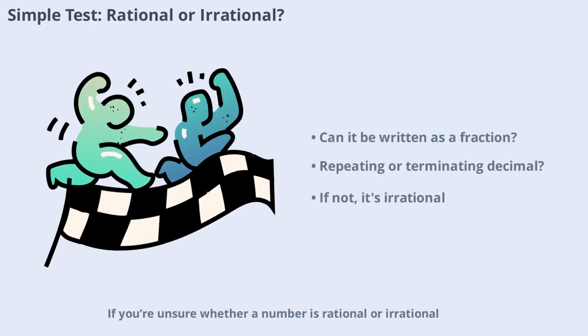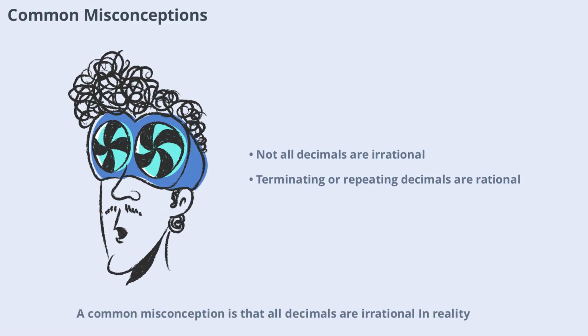If you're unsure whether a number is rational or irrational, try to write it as a fraction. If you can, it's rational. If you can't, and the decimal goes on forever without repeating, it's irrational. This simple test works for most numbers you'll encounter. A common misconception is that all decimals are irrational. In reality, many decimals are rational as long as they terminate or repeat. Only those decimals that never end and never repeat are truly irrational. Understanding this helps avoid confusion when classifying numbers.